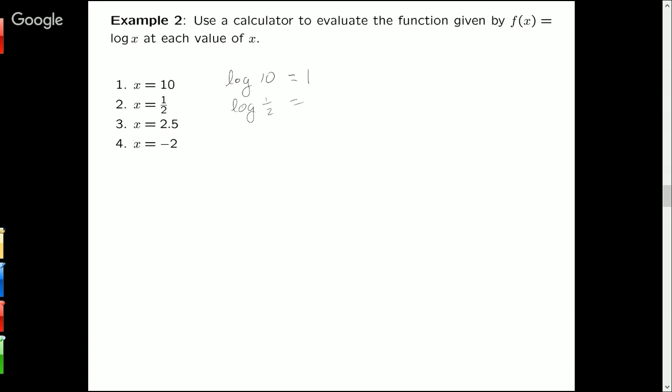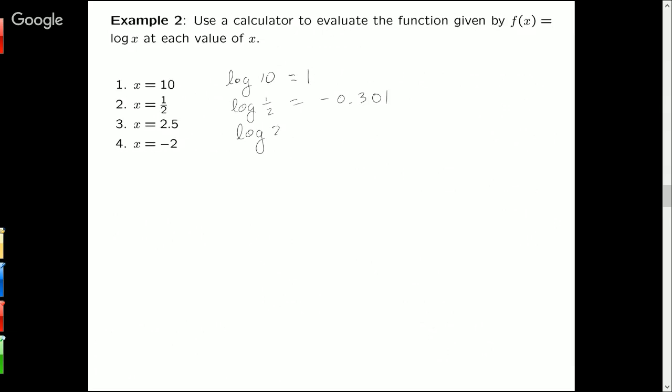Log base 10 of 1/2. Log of 1/2 is negative 0.301. Yeah, we'll go to 3 decimal places. Is that what everybody got?